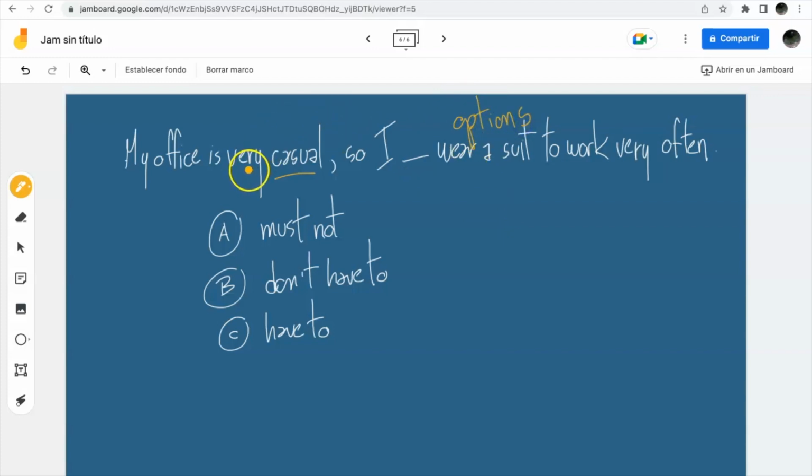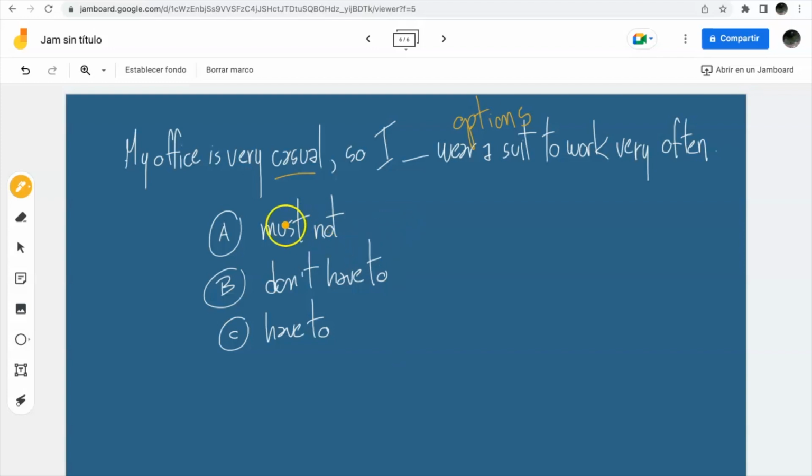Maybe your office is very casual. That doesn't mean that you have to or you must follow that rule, right? If you like to wear a suit every day, it's up to you, right? There's not a rule against it, okay? Or there's not a rule that says that you must wear a suit every single day, right? My office is very casual, so I, blank space, wear a suit to work very often.